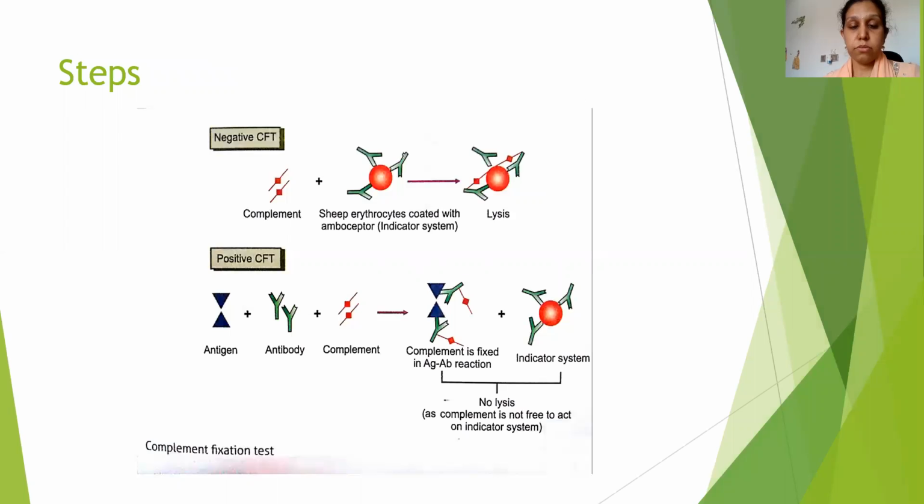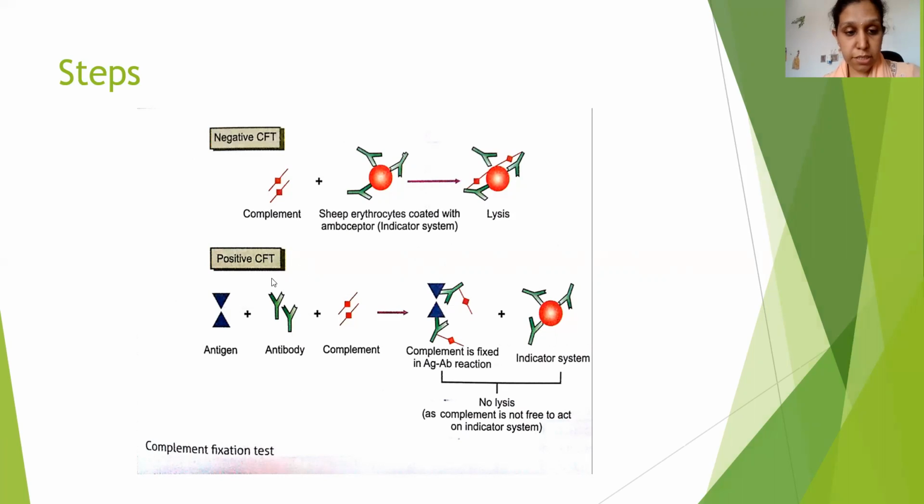Okay. So this kind of test is now obsolete, but still, for theoretical purposes, we have to have a look. So here is a negative CFT. Why is it negative? When complement is added to the sheep erythrocytes coated with amboceptors, lysis takes place. That means there is no antigen antibody complex. So if lysis is taking place, it's a negative test.